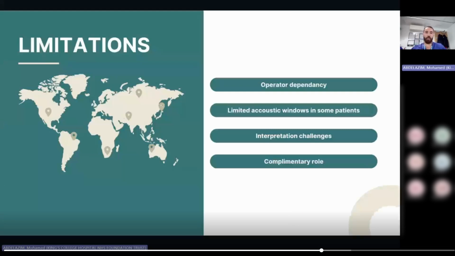Some of the limitations of TCD, as with anything else, are operator dependency, maybe a difference in expertise, an issue which is usually overcome by practice and doing more of the procedure or technique. Some patients might also have limited acoustic windows, which might challenge us in doing the exam, and then there are interpretation challenges for various reasons.